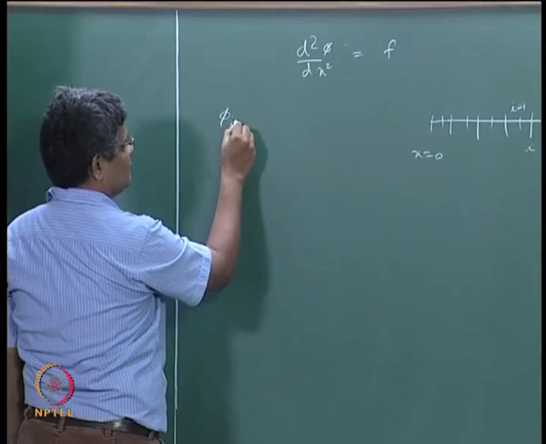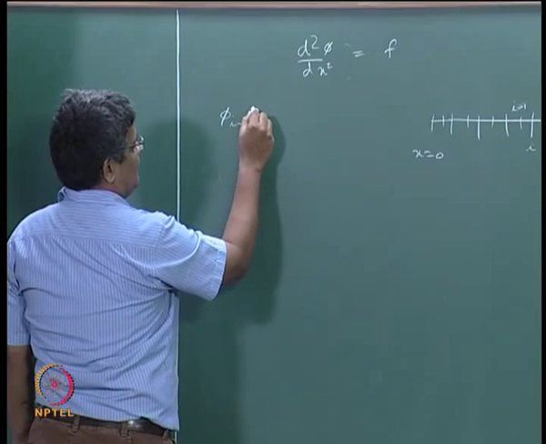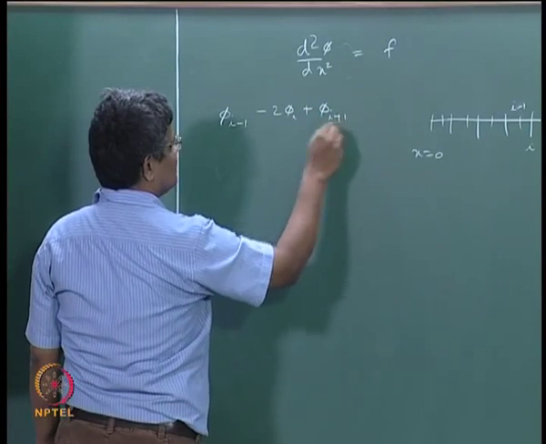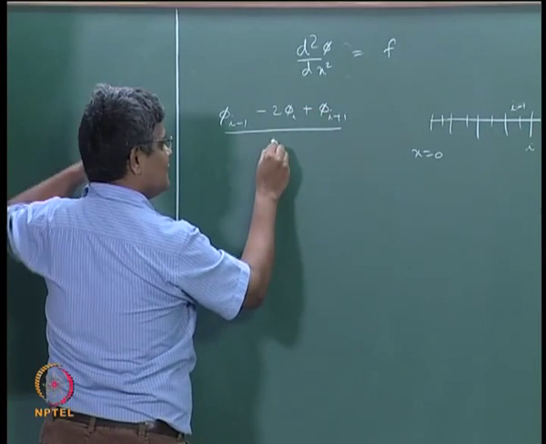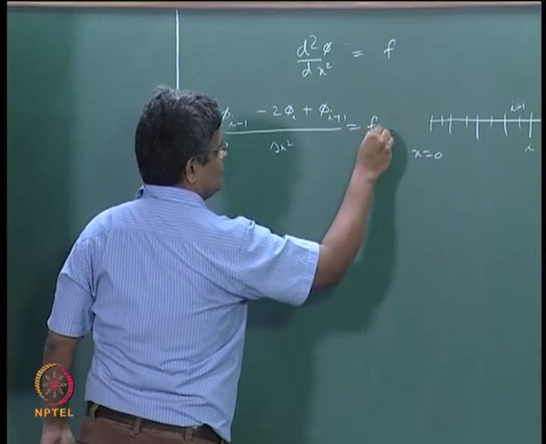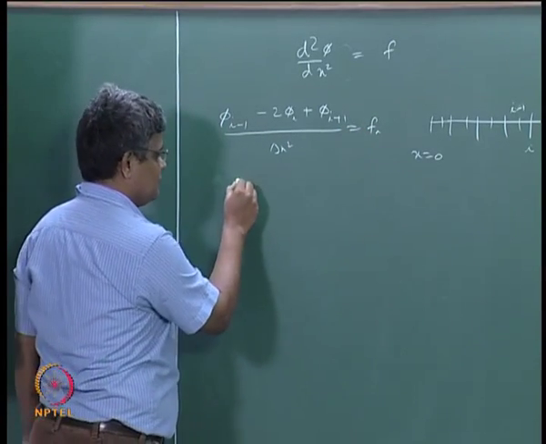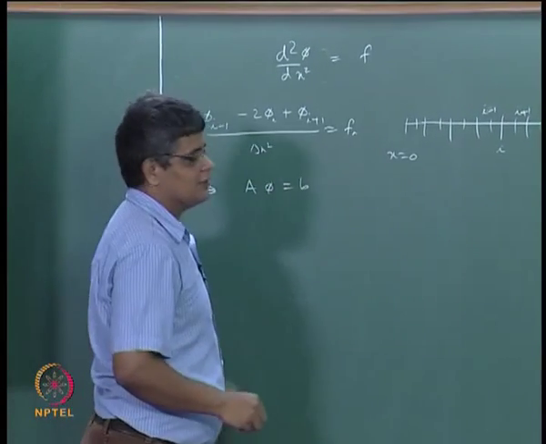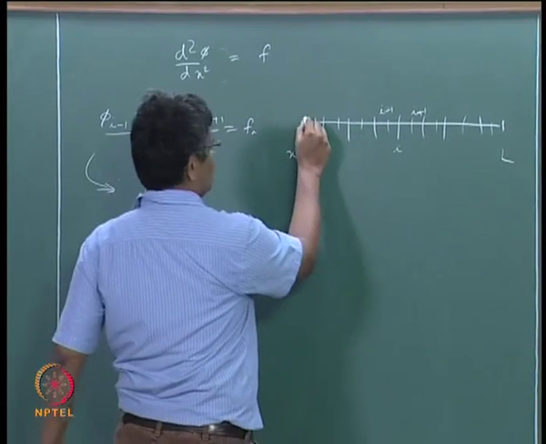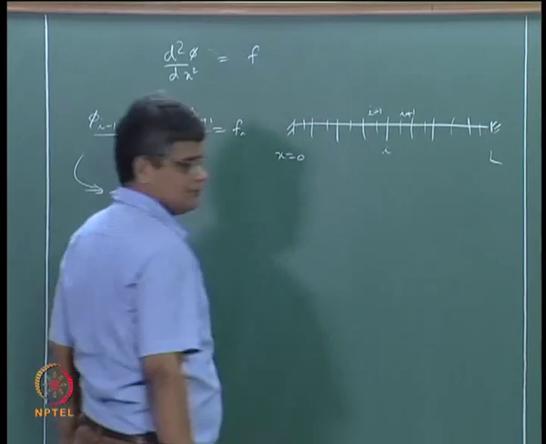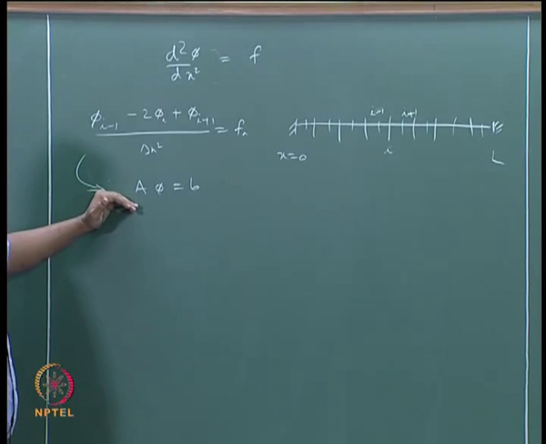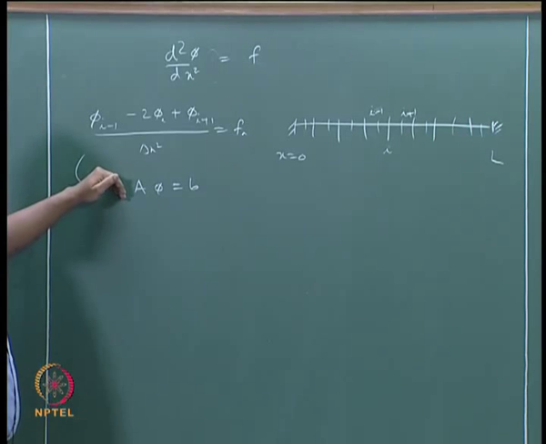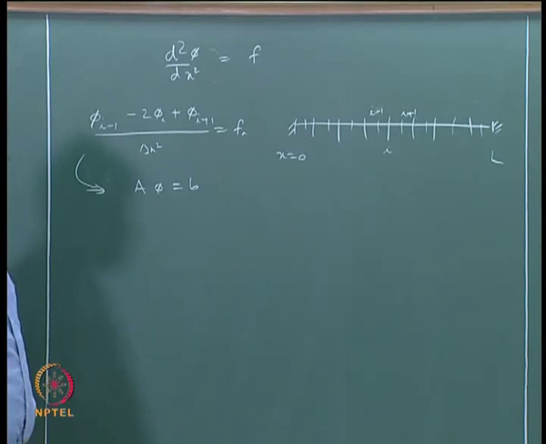discretized form of this as phi I minus 1 minus 2 phi I plus phi I plus 1 by delta x square equal to fi, and we can convert this into A phi equal to b, incorporating the appropriate boundary conditions at x equal to 0 and x equal to L. So this is the linear algebraic system of equations that we want to solve using the multigrid approach.